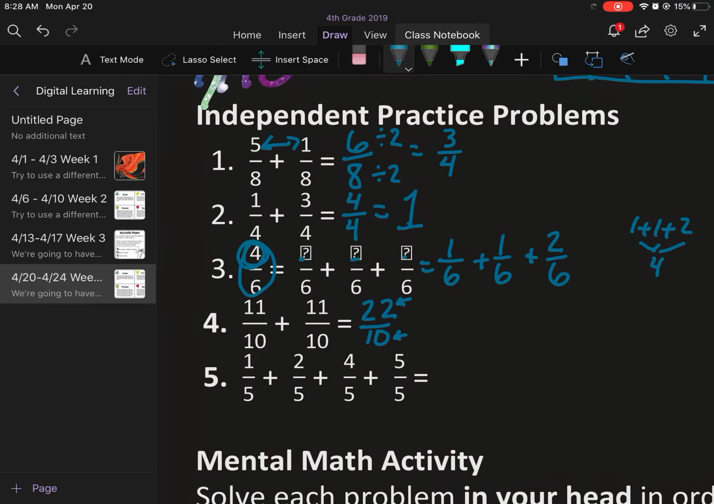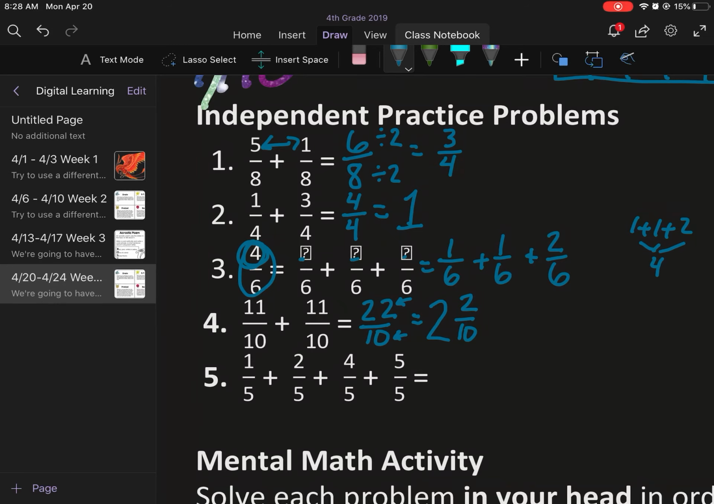So I have 2 groups of 10 hidden in 22. 2 groups of 10 means I have 2 wholes hidden. And then 2 groups of 10 is 20, and I'm going to take away 20 from 22. So that would be 2/10.